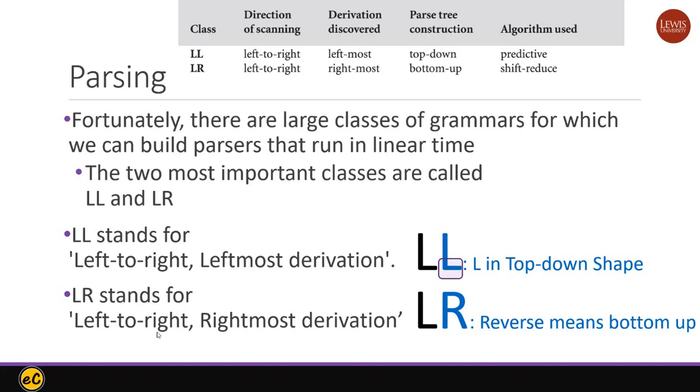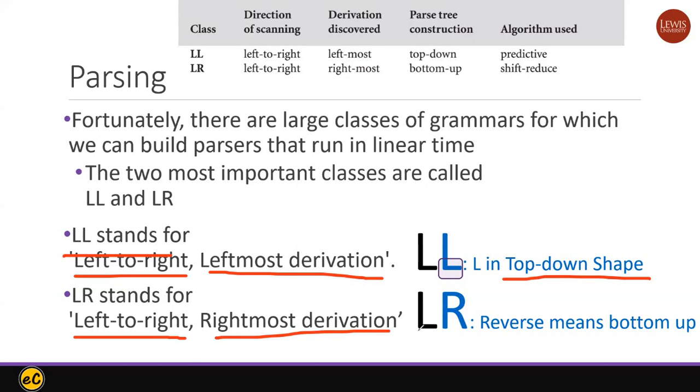LR parsing means left-to-right scanning. The first thing is the scanning direction. The first L is the scanning direction, going from left to right. And the derivation is leftmost, so it's called LL parsing. It's in top-down shape. LR parsing has rightmost derivation, so it's actually bottom-up derivation.